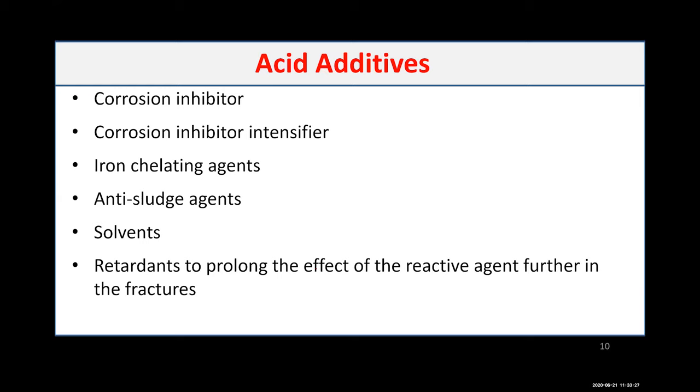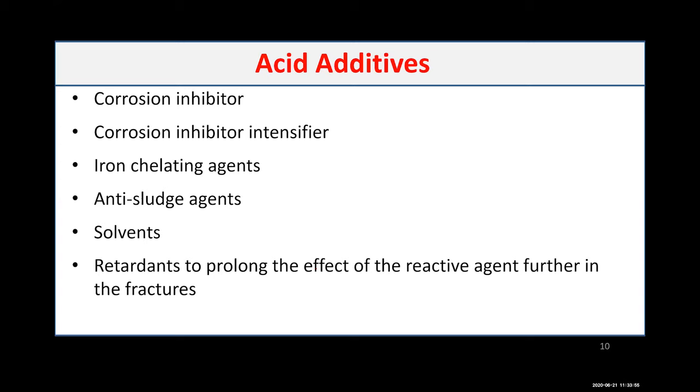HCl, HF, formic, acetic, citric acid, all these acids are standard acids, so there is not much difference between them. However, the main difference between the different surface companies is what acid additives each company can provide and how effective each additive is. So when you are doing the design, you are selecting between different companies based on the additives that each company can provide to you.